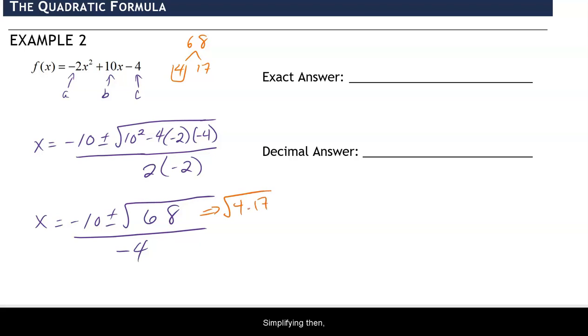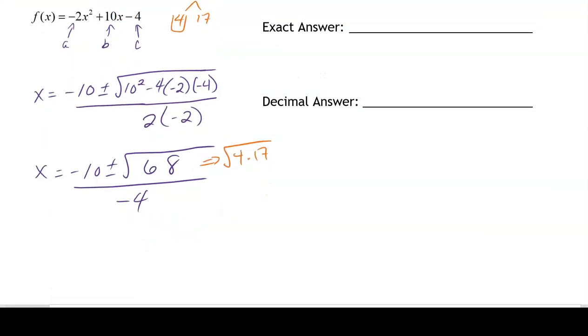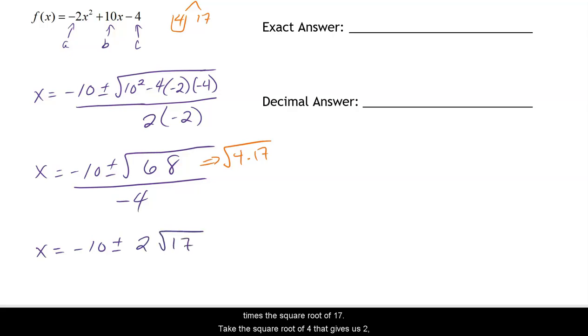In my simplifying then, I would have x equals negative 10 plus or minus 2 times the square root of 17, because we take the square root of 4, that gives us 2. 17 stays inside, all over negative 4. So to get our exact answer now we need to simplify.